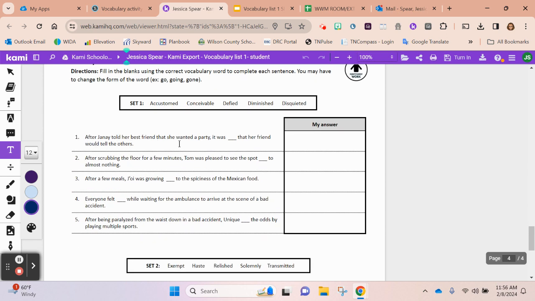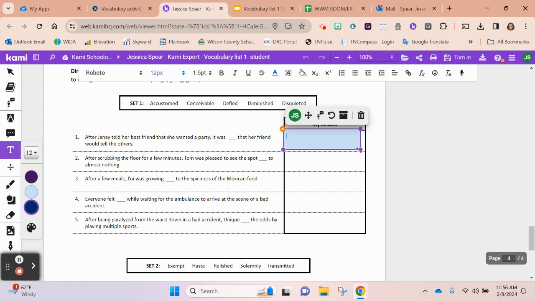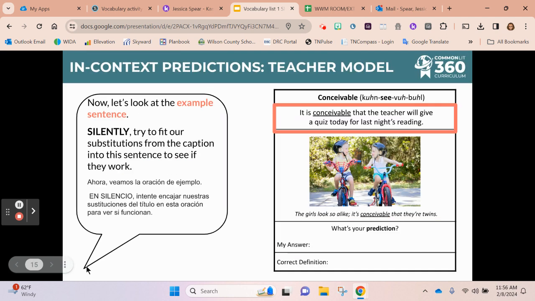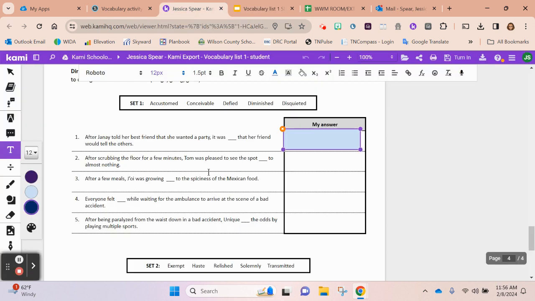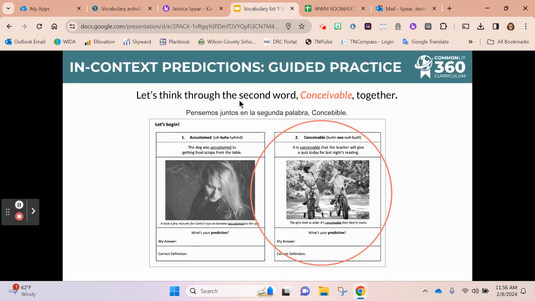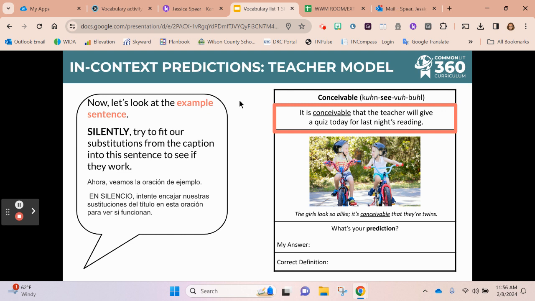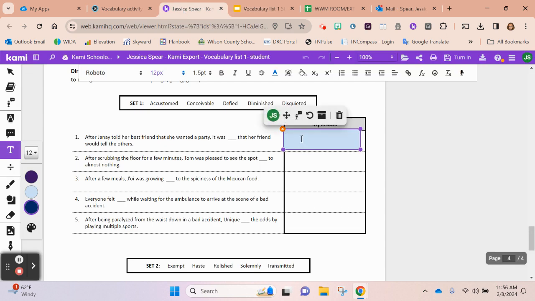After Janae told her best friend that she wanted a party, it was blank that her friend would tell the others. So it was, we might say, what did we say that a custom meant? Does anybody remember? Used to? Does used to work there? I don't know about that one. What did we say about conceivable? It is conceivable that the teacher will give a quiz today for last night's reading. The girls look alike. It's conceivable that they're twins. So in my opinion, conceivable is probably the best option here.